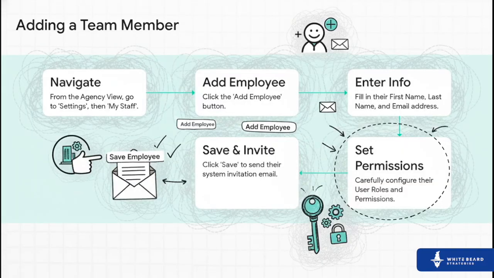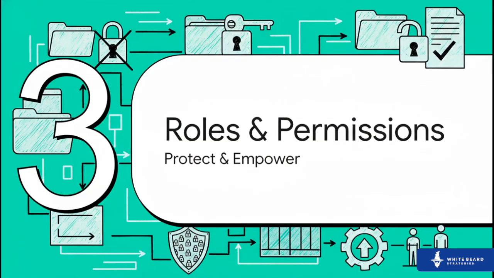So adding a new team member is super simple. From that main agency view, you just fill in their name and email, and an invite gets sent out. But pay very close attention to step number 4. Configuring their permissions, that is, without a doubt, the most important part of this whole process. And that brings us to this absolutely critical point. You don't just want to add users to the system. You want to give them the exact right level of access they need to do their job, and nothing more. This protects your data, and honestly, it empowers them.